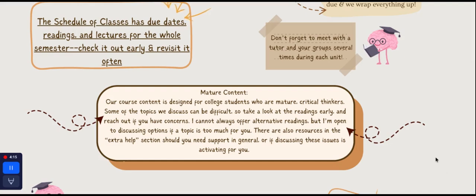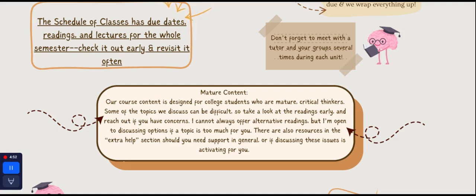Also, just a heads up, our class is designed for college students who are mature and who are critical thinkers. Some of the topics that we talk about, particularly in the research unit, can be difficult for some folks. So make sure that you take a look at the readings early and reach out if you have any concerns. For the really tricky ones, I do try to build in some choice already in the schedule. So you'll see that there are times when you can read and watch videos about one topic or the other, just so that we can avoid topics that are too much for us individually, right?